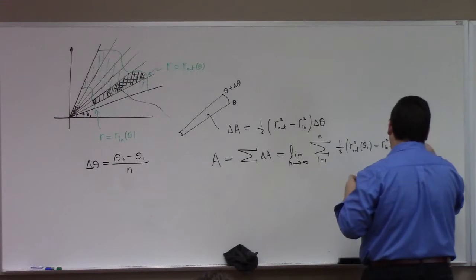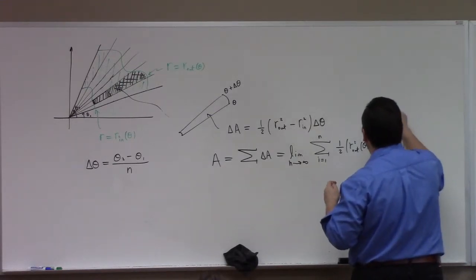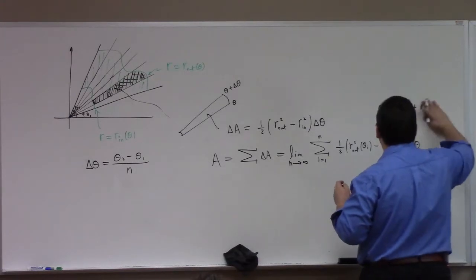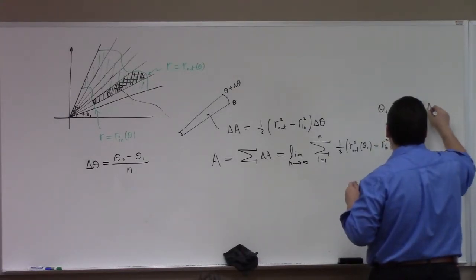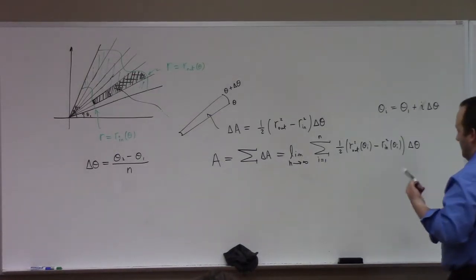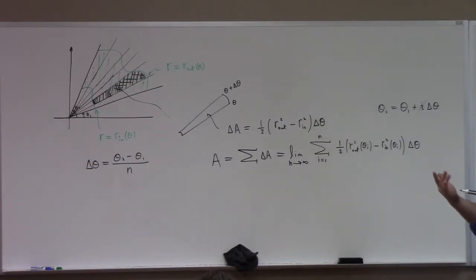times delta theta. And here I'm suggesting that theta sub i is equal to theta 1 plus i delta theta. I'm partitioning the angles, starting at theta 1 going to theta 2, right? As n goes to infinity, that gets finer and finer and gets to be a better approximation to the actual area there. But on the flip side of things, we can go back to Calculus 1 and recognize this for what it is, which is what?